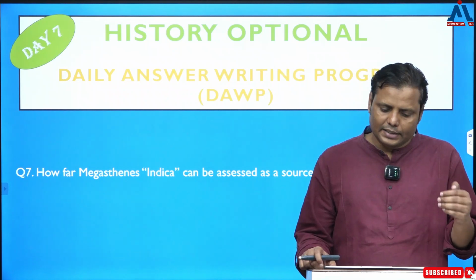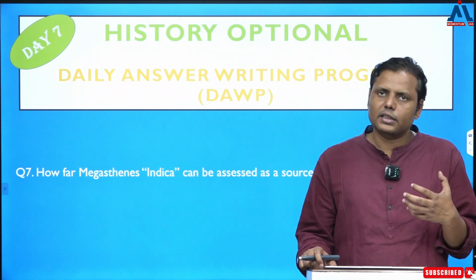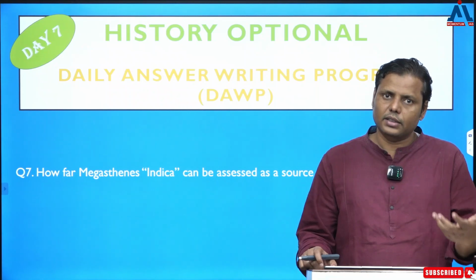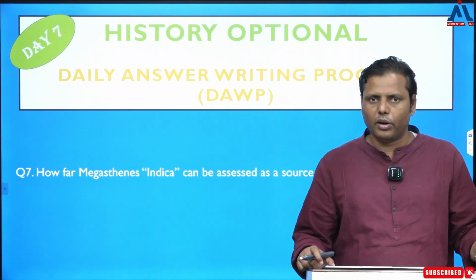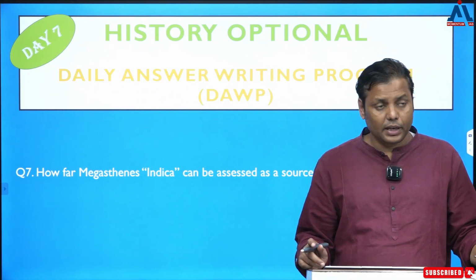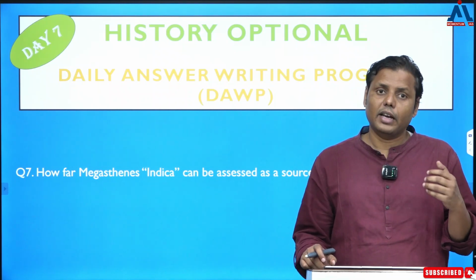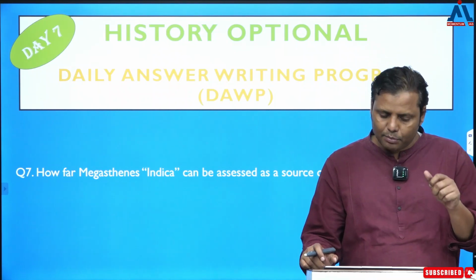So Indica has discussed the various religious cults, sects and religions which were there at that point of time. So it has given a good description. In fact, it has given a good description of various philosophies which were present in India at that point of time.